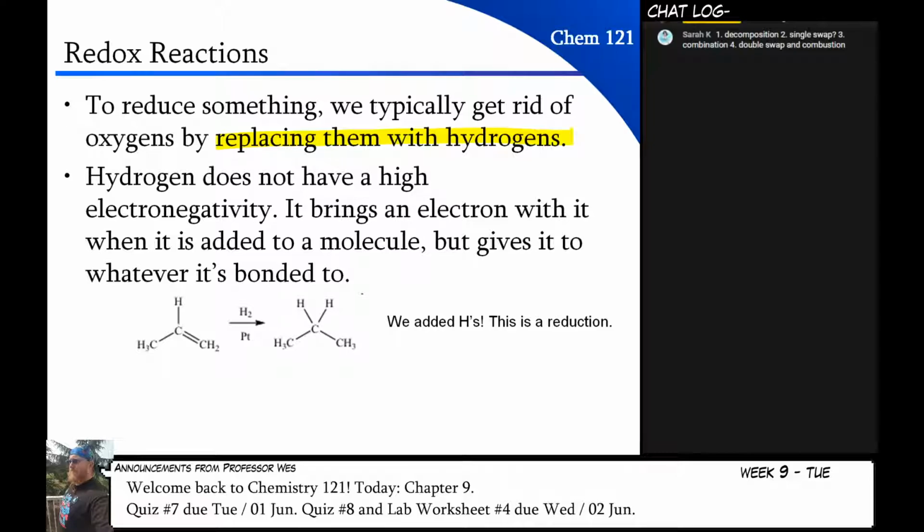Now, the reason that hydrogen is good at being a reducer is because its electronegativity is low, and the electron it brings, it doesn't really have an attachment to. It will just pass it along to whatever it's bonded to. Here, have this electron. I'm giving it to you.